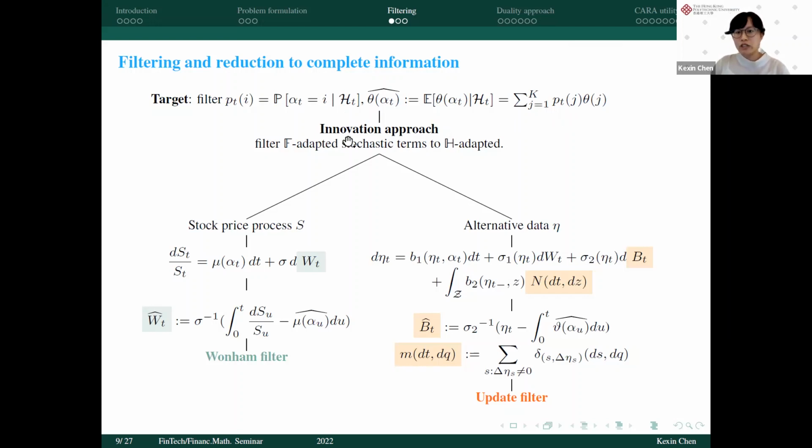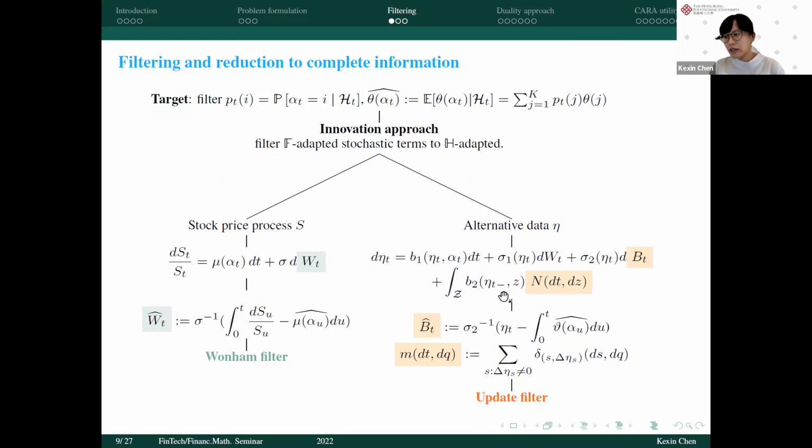So here we adopt the innovation approach to do the filtering. And the essential step here is to filter all the F-adapted unobservable stochastic terms to be H-adapted ones. And that is the so-called innovation process. So in the stock price process and also the alternative data process, those unobservable stochastic terms are the Brownian motions, W_t and B_t, and also the Poisson random measure part, that is this N(dt, dc).